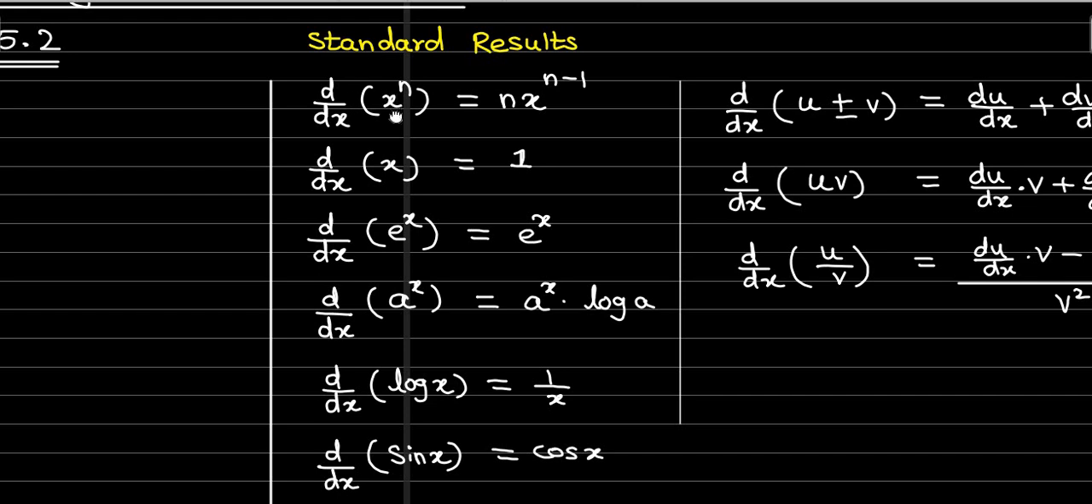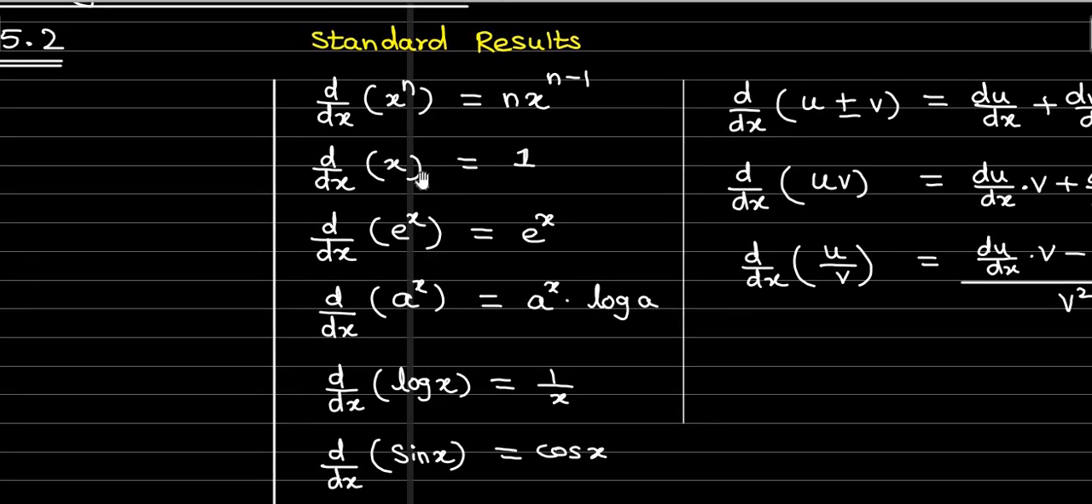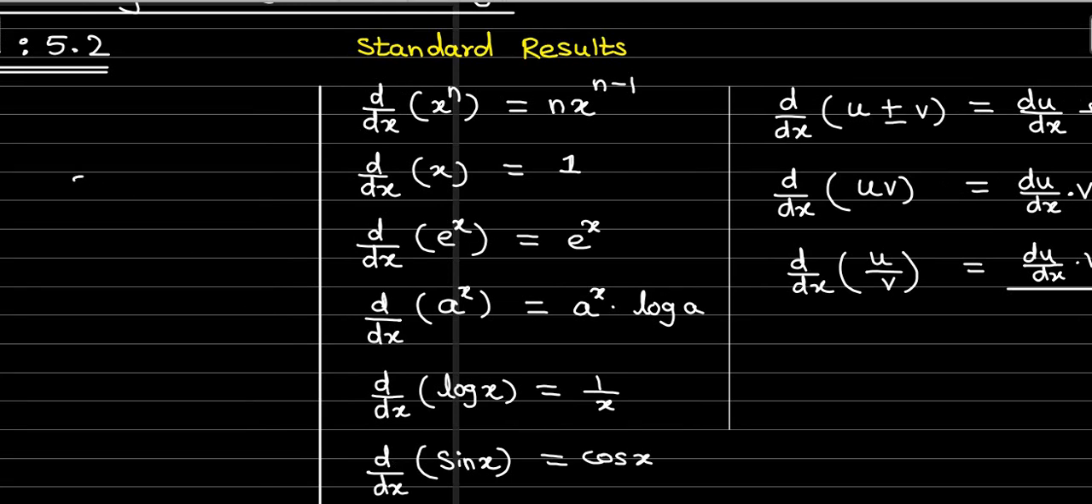So x power n, this particular formula will be used for any kind of algebraic function. Suppose it is x raised to some power, 5, 7, or minus 6. If you want to differentiate such types of functions, we have to use the first formula. So what does that formula say? Whatever power you have, bring that power to the coefficient of x, then reduce 1 from the power.